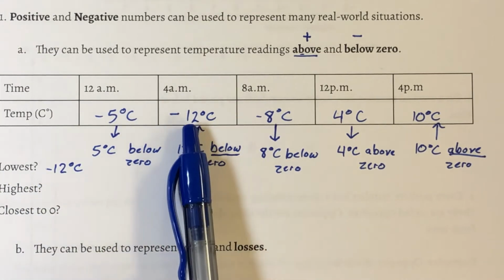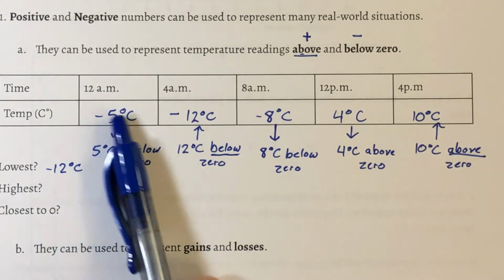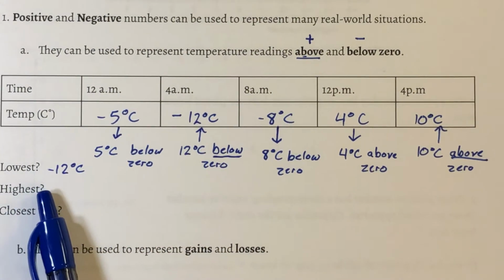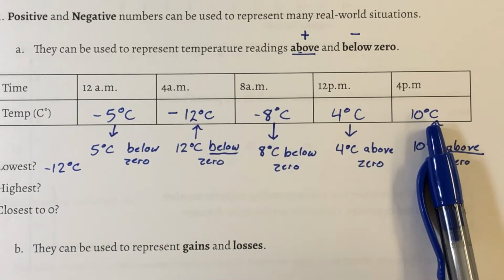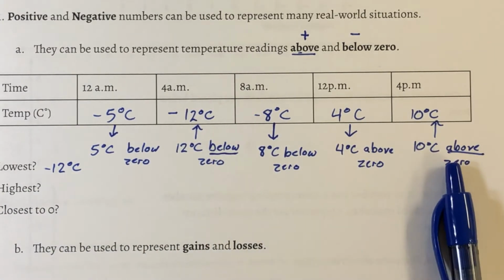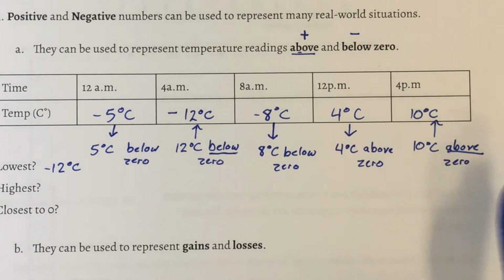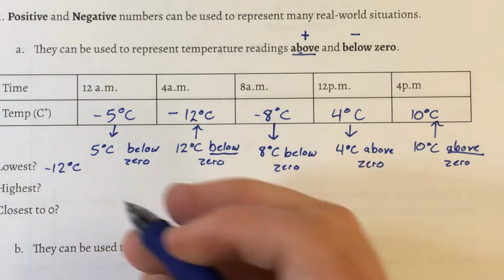Why? Well, that would be our coldest temperature. It's also the farthest below zero if we were drawing a number line, which we're going to get to in a little bit. Our next question, which one is the highest? So, when dealing with temperatures, and you want the highest, think of which would be the warmest. Well, our warmest temperature would be the 10 degrees Celsius, or the 10 degrees Celsius above zero. So basically, you're 10 degrees above freezing. So this is going to be your warmest. So this means 10 degrees Celsius is your highest number.